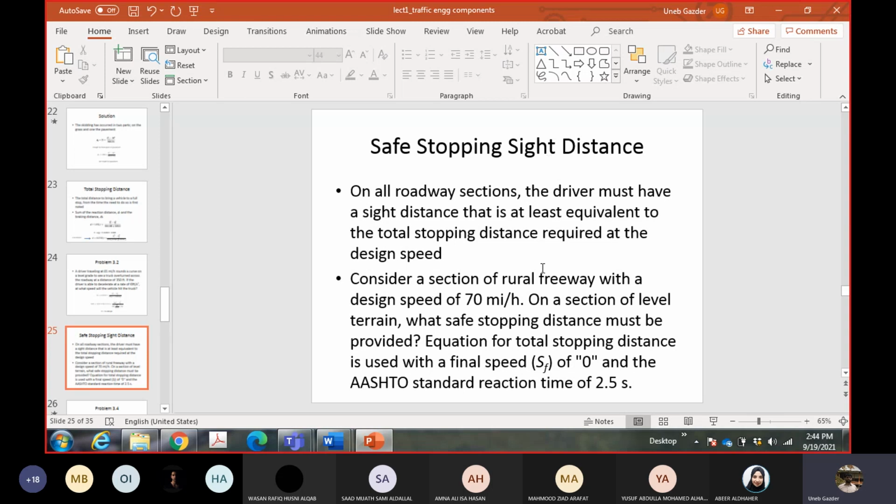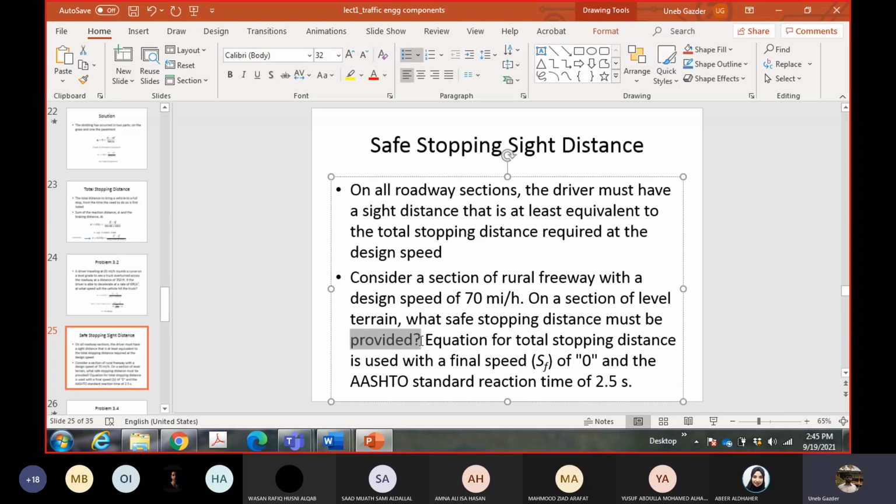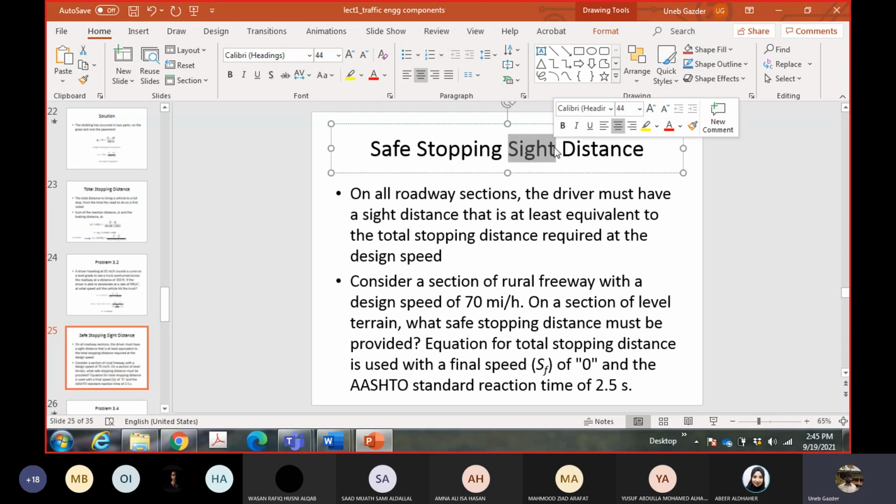For example, we have a rural freeway with a design speed of 70 miles per hour, level terrain, so gradient 0. They are trying to find out what safe stopping distance must be provided. Provided means it must be the sight distance. There's a required distance and an available sight distance. Ideally they should be equal, or the sight distance should be more.